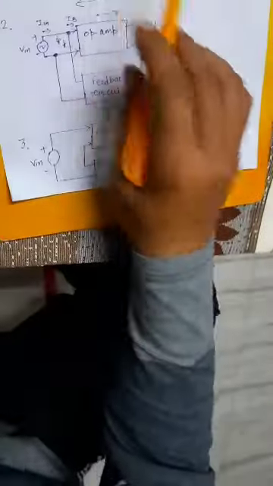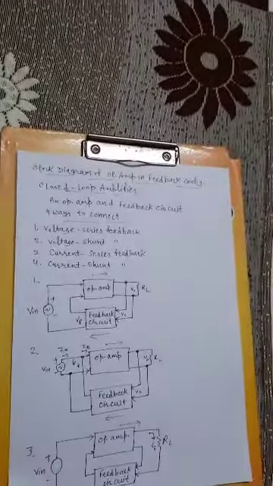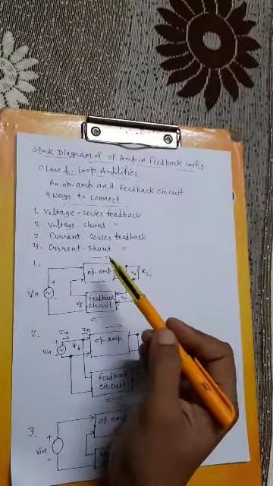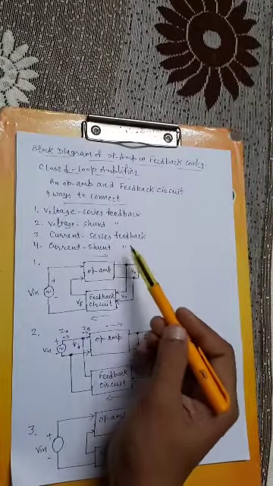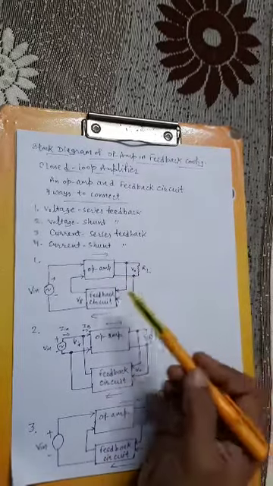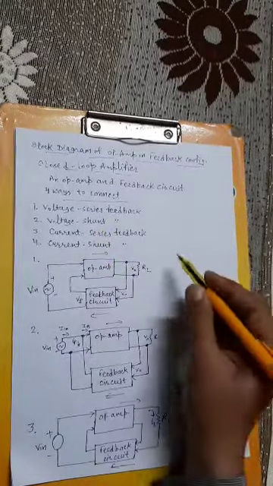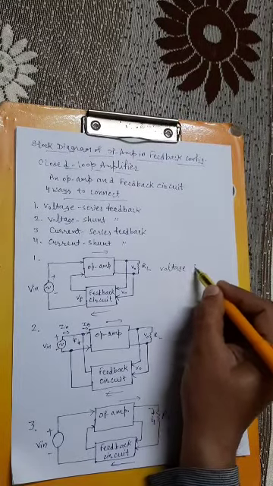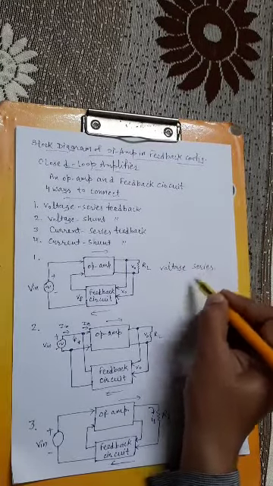Firstly, the voltage series feedback. Then second, voltage shunt feedback. Then current series feedback, current shunt feedback. Okay. So first, voltage series feedback. This is the voltage series feedback.